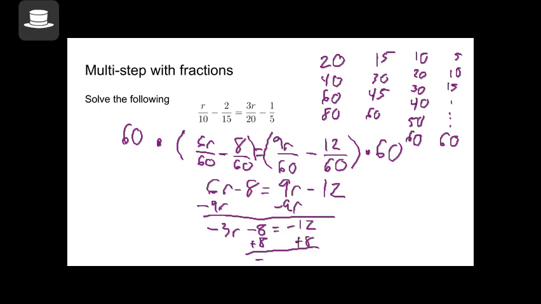Now we don't like our variable to be negative. So I have negative 3r is equal to negative 4. Then I could just divide both sides by negative 3. That leaves me with r is equal to 4 over 3.